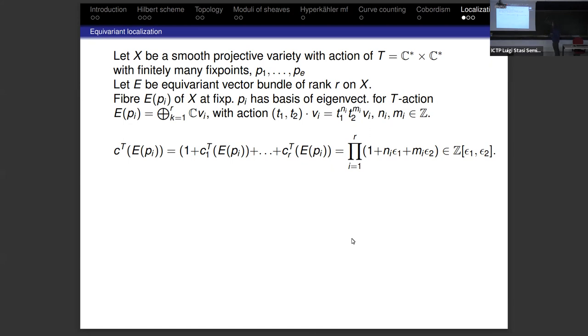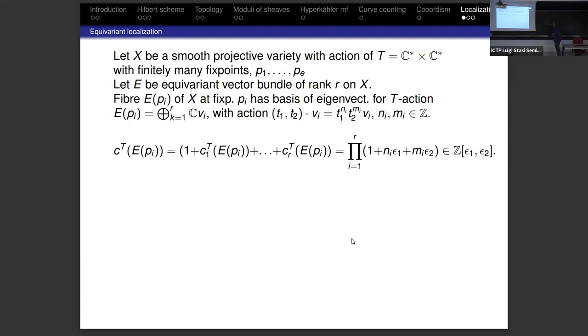Okay, so then I can look at what I could call the equivariant total Chern class of the fiber of the vector bundle at the fixed point. This is the sum of the corresponding equivariant Chern classes. This is just the product, k equals one to r, of one plus n_k1 epsilon1 plus n_k2 epsilon2, where n_k1 and n_k2 are these powers. This is a polynomial in epsilon1, epsilon2.